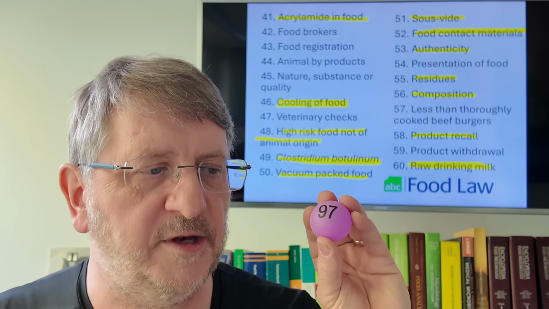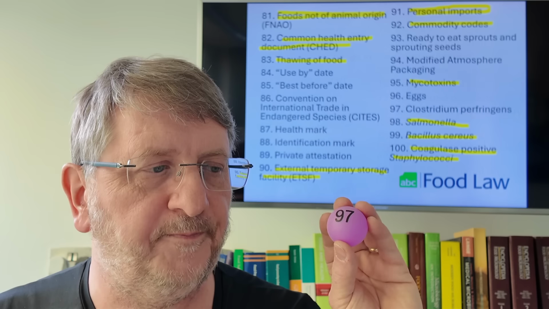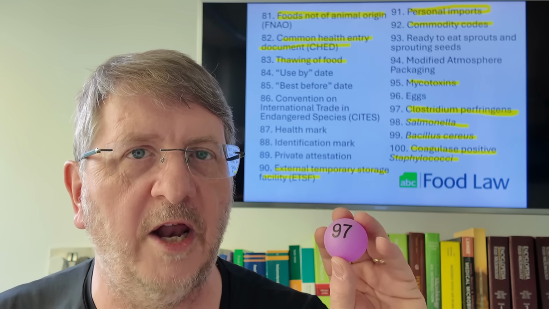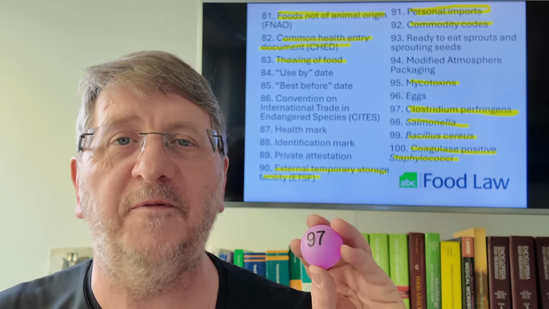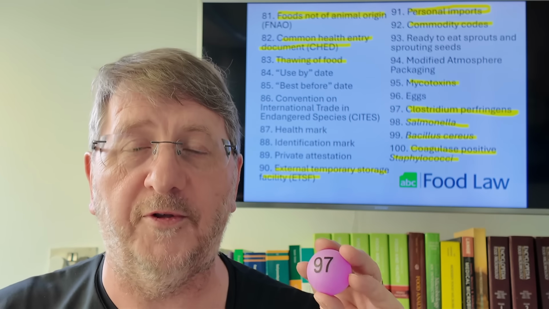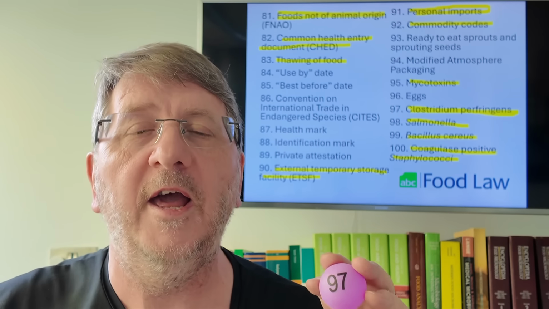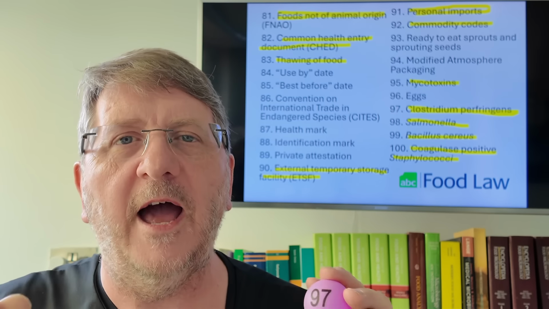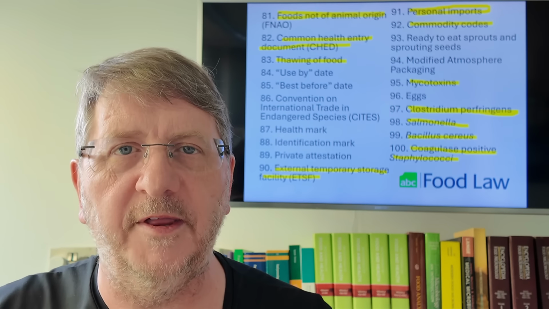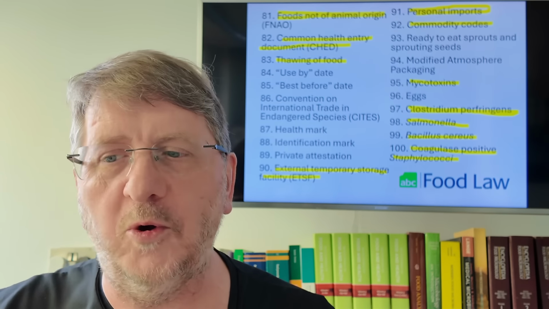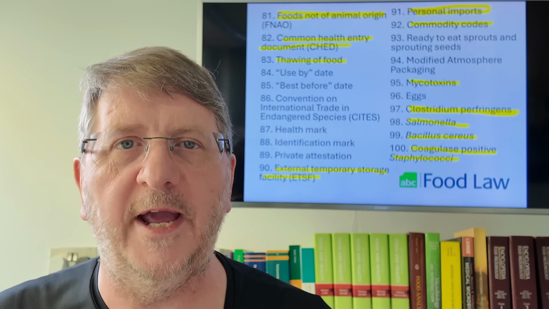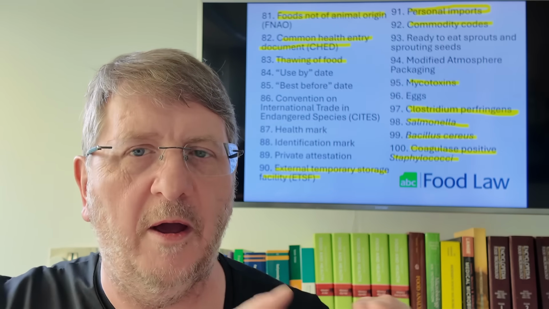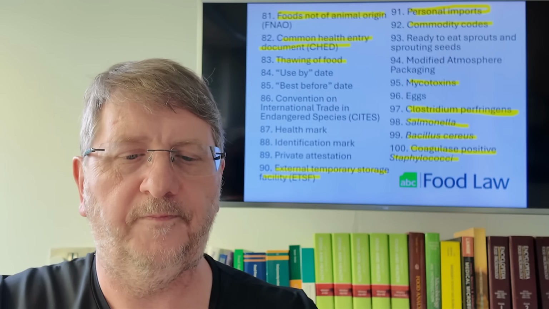Picked up 2 there, so next one is 97. Clostridium perfringens. I mentioned cooling of food, and I referred to Clostridium perfringens. This is a food poisoning bacteria that forms spores during normal cooking operations. If you don't cool foods like stews and meats and things like that, and they've got Clostridium perfringens present, they will form these spores, and if you don't cool it properly, the spores will germinate and the bacteria will grow, causing food poisoning. So it's a food hygiene issue.